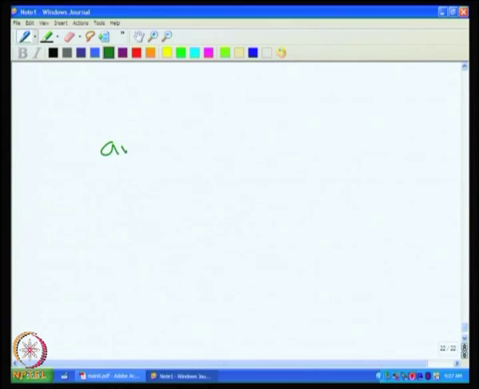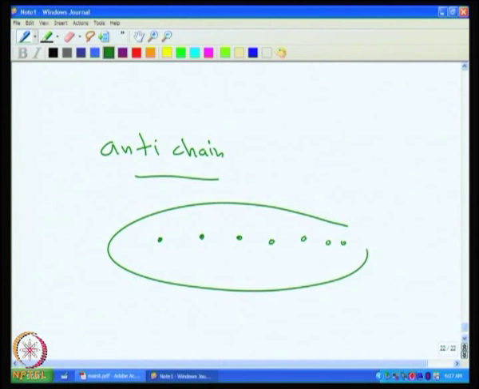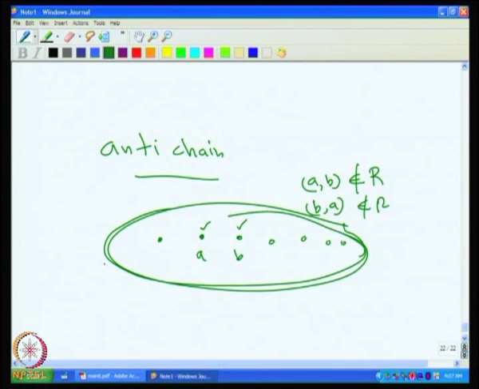Now, similarly, there is something called an anti-chain. An anti-chain is a subset of the partial order where no two elements are related to each other. If I take A and B, neither is A related to B in R, nor is B related to A in R. If you get the biggest such collection, that is the maximum anti-chain. It is equivalent to an independent set in our setting.